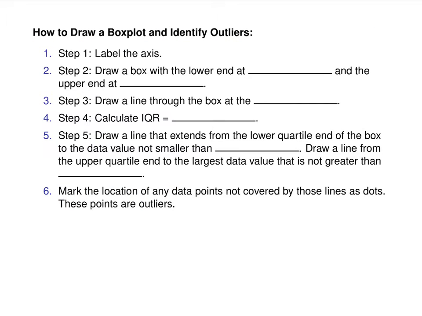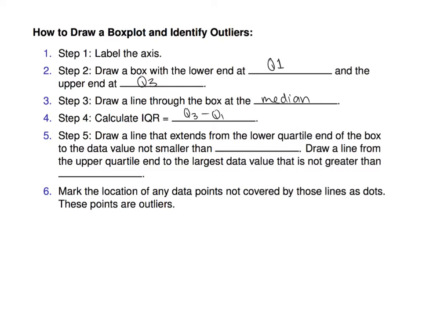Now here's how to draw a box plot if you have outliers. Your first step is to decide on what your axis should be based on your data and to label it accordingly. Next, draw a box with the lower end at quartile 1, Q1, and the upper end at quartile 3. And then we draw a line through the box at the median. We did all this in that previous lesson. Now calculate the interquartile range, IQR, which is found by doing quartile 3 minus quartile 1.